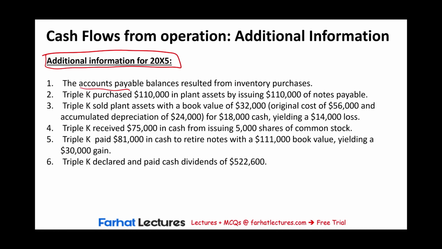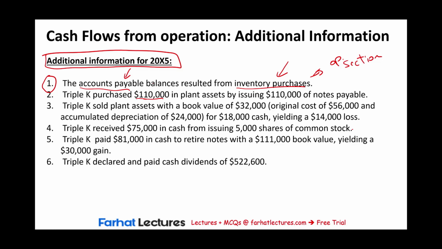For example, the accounts payable resulted from inventory purchases. So anything in accounts payable is the result of purchasing inventory. Triple K purchased 110,000 in plant asset by issuing a note. So if they bought plant asset by issuing a note, we need to know under which section this transaction would influence. Let's think about transaction 1. Accounts payable and inventory, they both deal with current asset and current liability. So this is needed for the operating section.